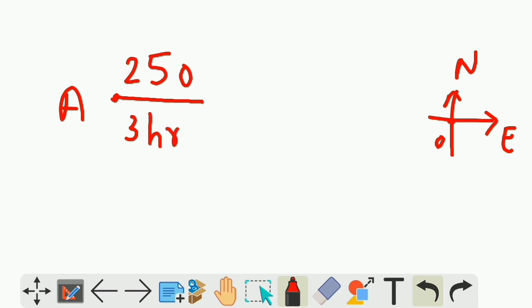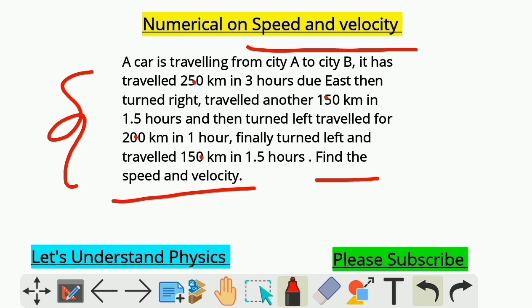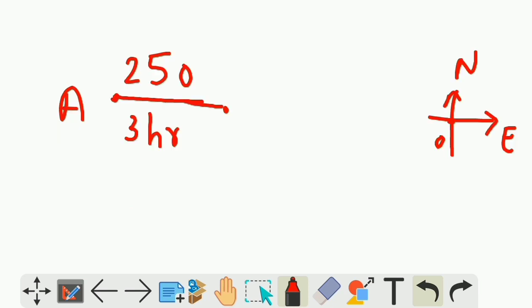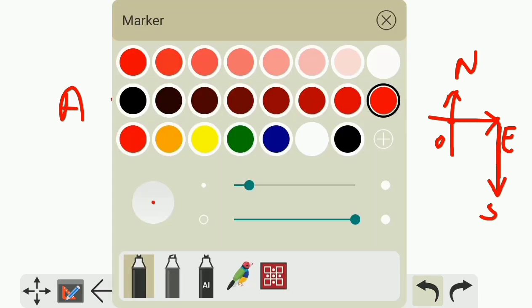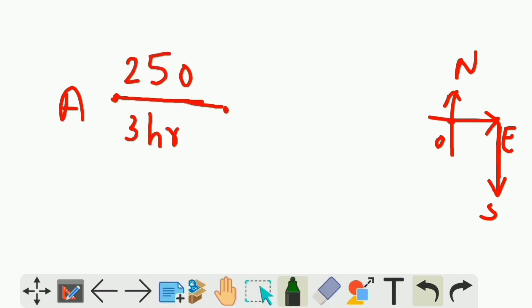And then after traveling this 250 km, the car has taken a turn. Which side? Towards right, isn't it? From east, if you travel to the right side, what direction will you get? You should know. How much distance? 150 km and 1.5 hours. Towards right, you are here. Then towards right means this side, isn't it? So towards south. I will draw with some other color so that it will be easy.